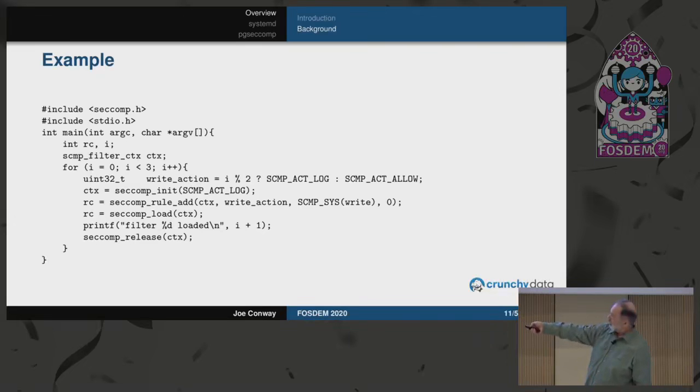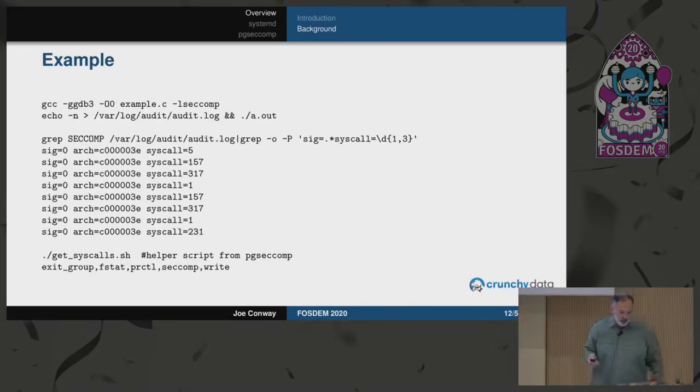And then finally at the end, I'll release the context. I'll load three filters. When you do that, here's basically running that compiled C code. And if you look through the audit log, what you find is you get these syscalls that get logged.